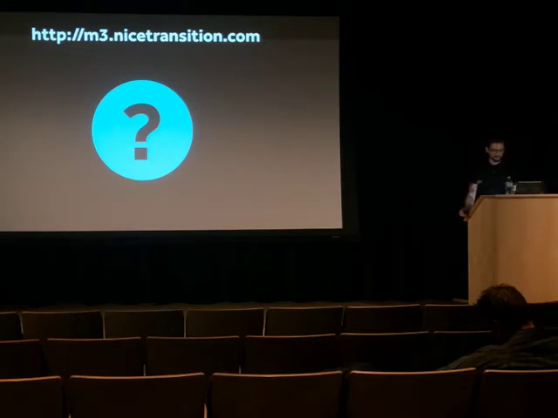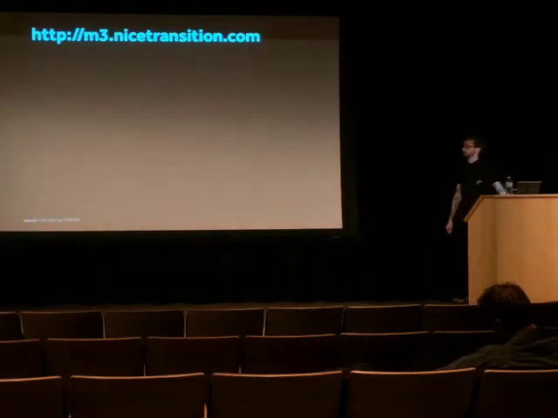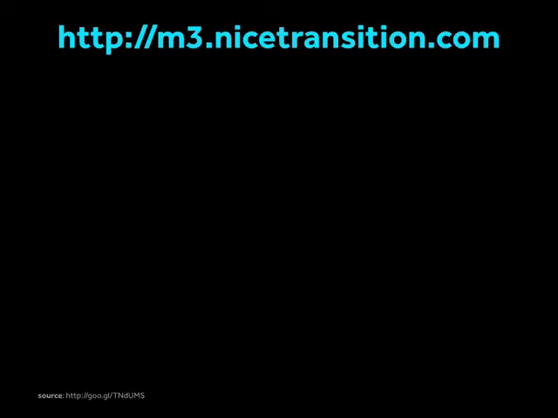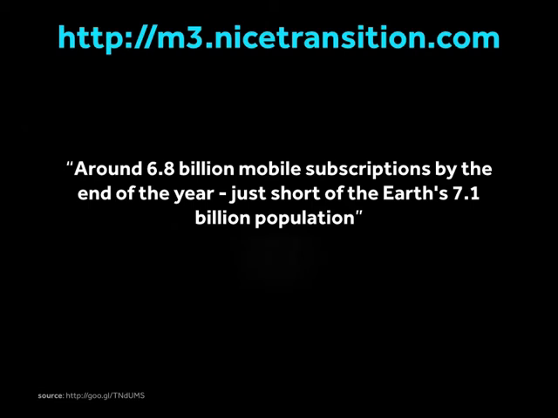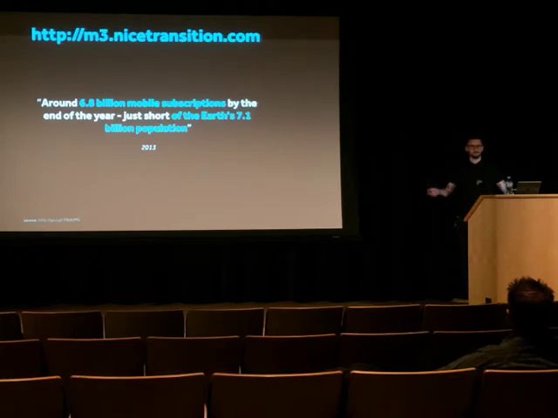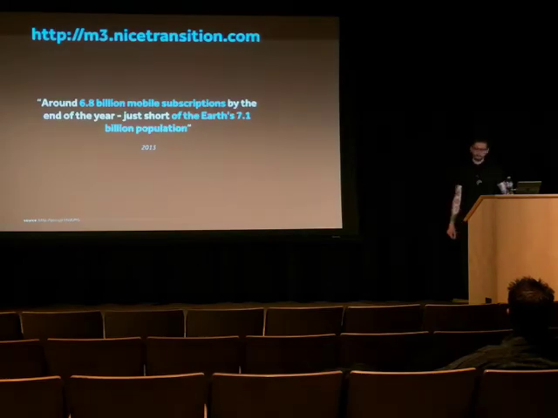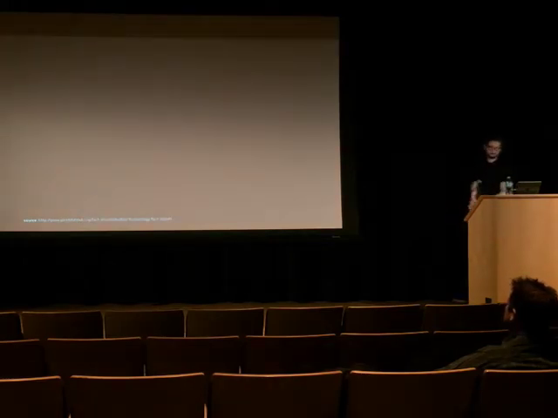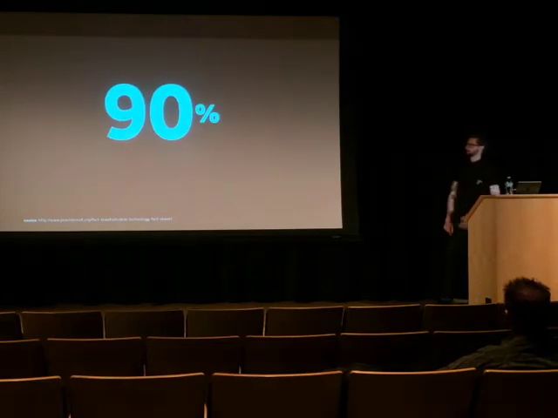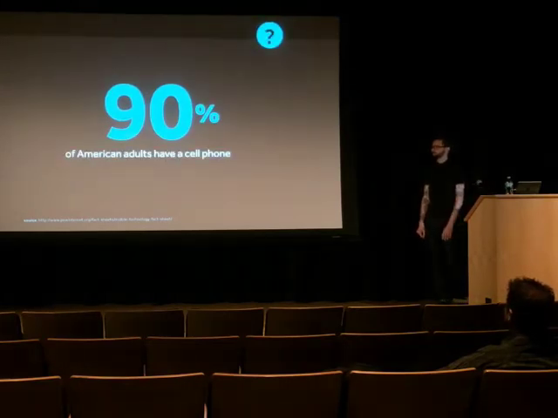And I bring this up because my next slide talks about the mobile subscription rate of the world. So there's a 7.1 billion population on Earth. Out of that, 6.8 billion are mobile subscribers, which is pretty crazy. And this number is from 2013. They didn't come out with a new number this year, which I imagine if they did, it would be a little bit higher. Getting into more numbers, 90% of American adults have a cell phone.